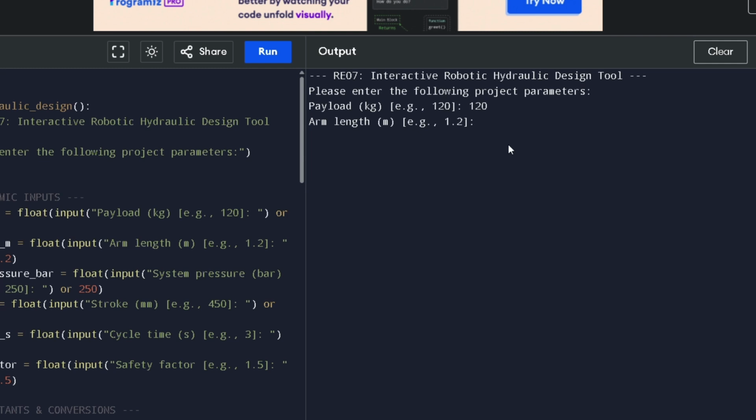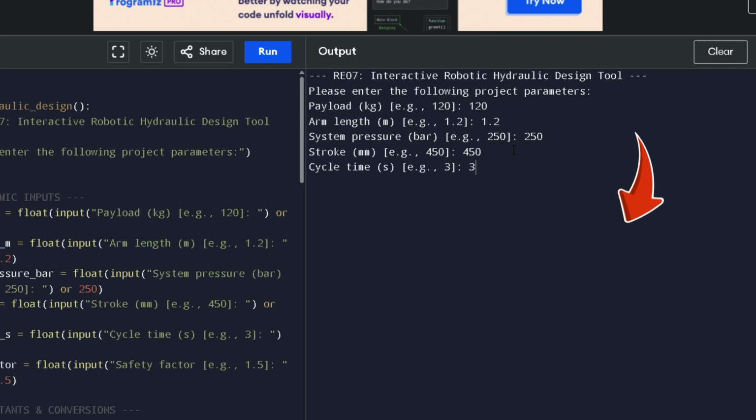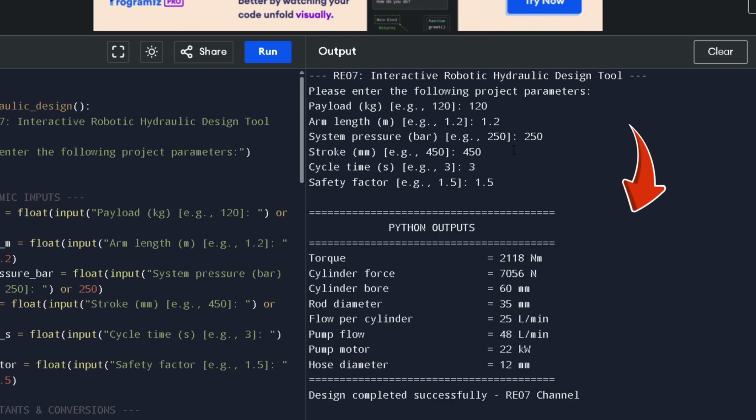Our Python program will use these inputs to calculate joint torque, required cylinder force, cylinder bore size, oil flow rate, pump flow, pump motor power, and hose diameter. This workflow matches real hydraulic design procedure.